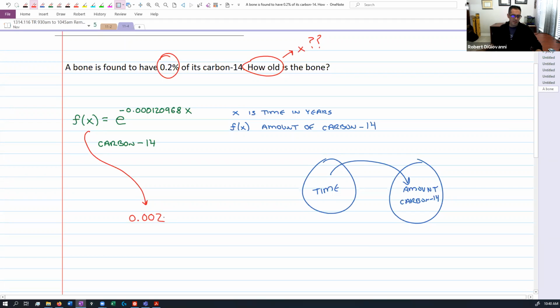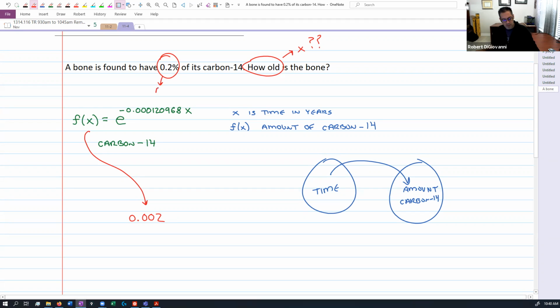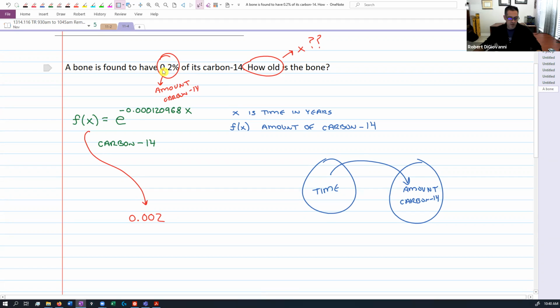What is that? Converting it to a decimal. Yeah, this is the amount of carbon-14 I have. I need to convert that percentage to a decimal. So I convert it. That must be equal to e to the negative 0.000120968x. And now what I need to do is find x.